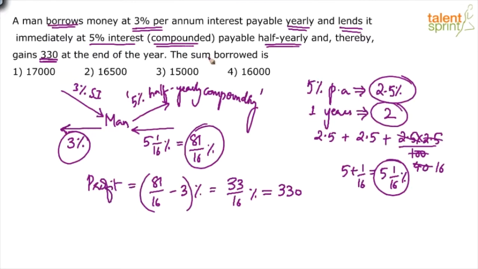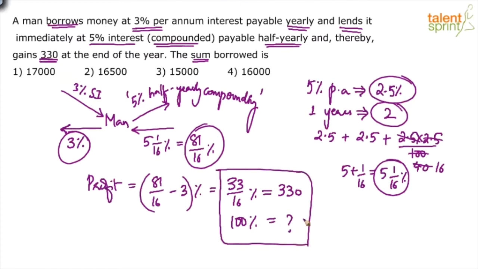What is he asking us to find out? The sum borrowed. We have discussed, very clearly in the simple and compound interest video, that the sum borrowed or the principal amount is always 100%. This is equal to what? That's it. This is the cross multiplication. 33 by 16 percentage is 330. 100% is equal to what? So this goes 10 times 160 into 100, 16,000. So answer here would be 16,000. Right? So all those who have got 16,500, please check. Answer is not 16,500. Answer is 16,000.